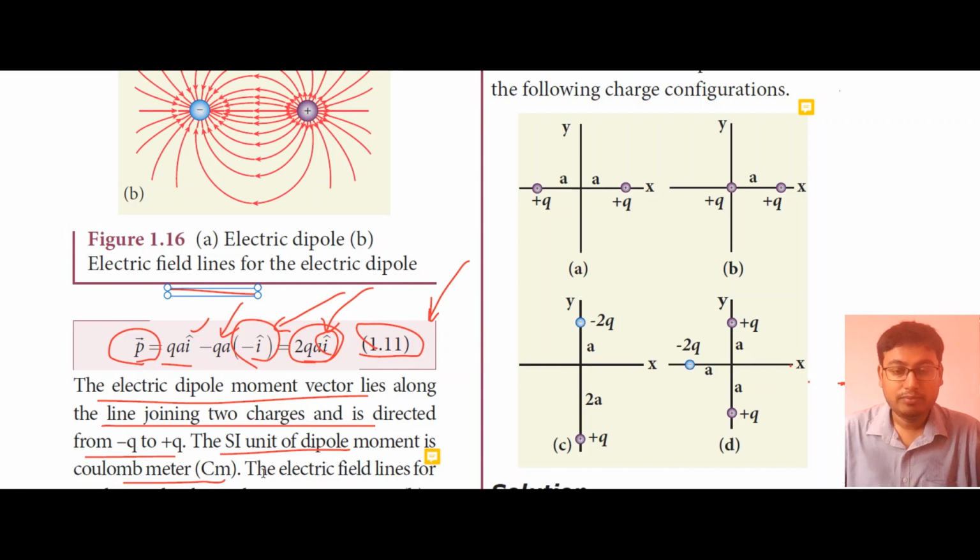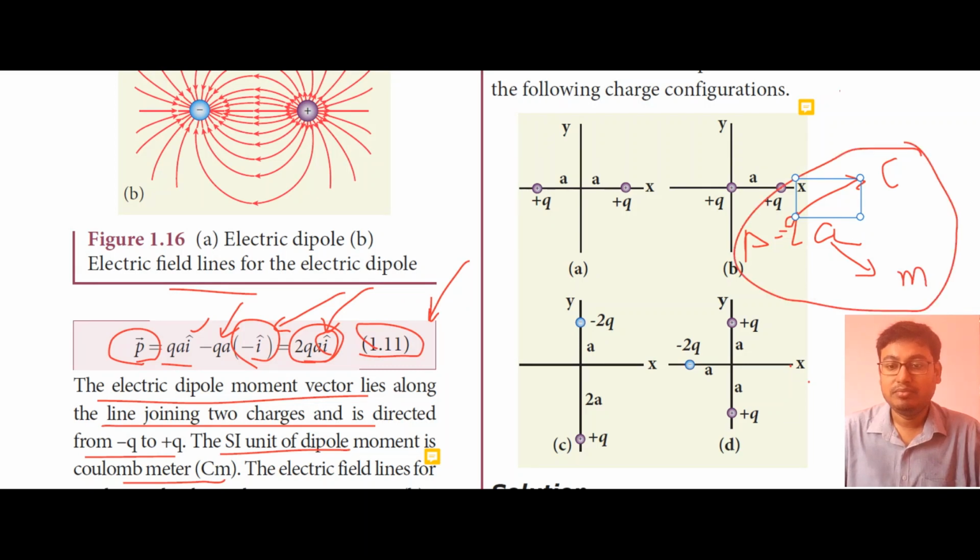Now coming to our topic, I was saying that the SI unit of dipole moment is coulomb meter. Why is it coulomb meter? Because P is equal to Q into A. Here Q is the amount of charge, so its unit will be coulomb, and A is the distance between the charges, so its SI unit will be meter. So the SI unit of dipole moment is coulomb meter. I hope you have understood this.